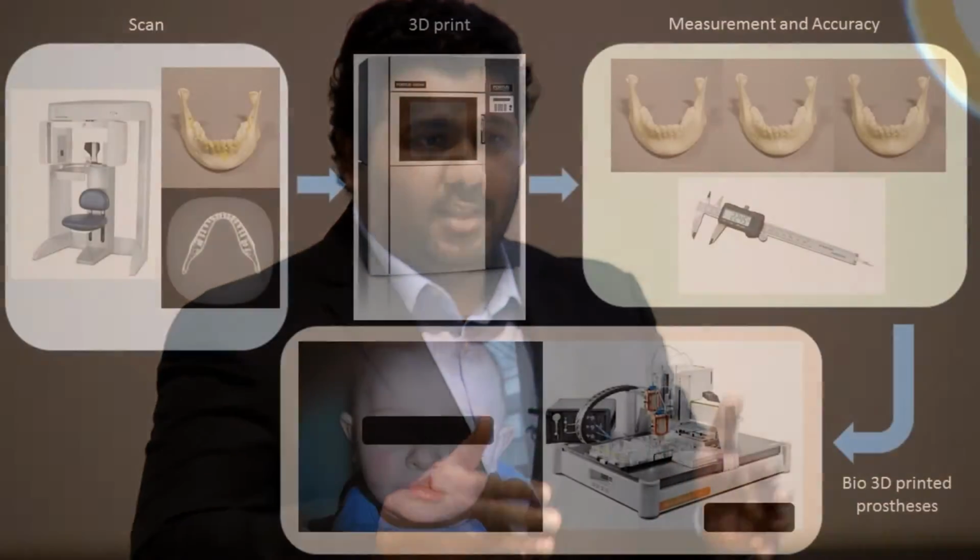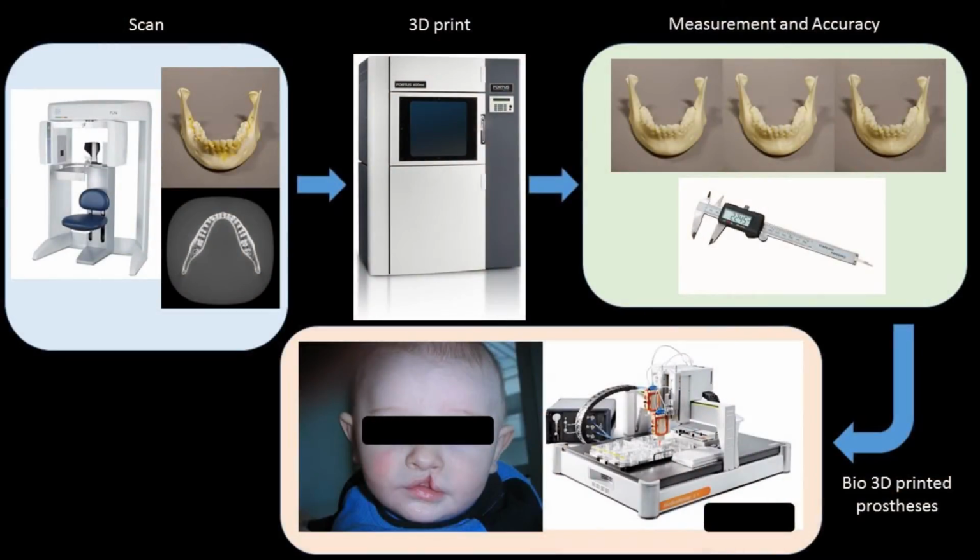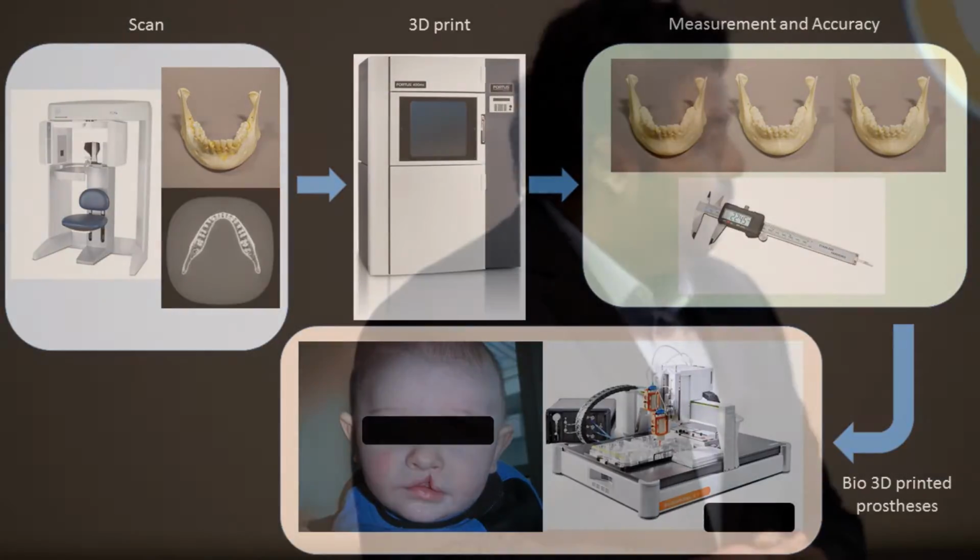Those are the models you see at the top left. Then I compare these models with the actual jawbone and see how accurately it is being reproduced. And our initial results indicate that they are highly accurate reproductions. The second step is we do the exact same thing, but instead of using a regular 3D printer, we use something called a bio 3D printer, which is the machine you see at the bottom there.